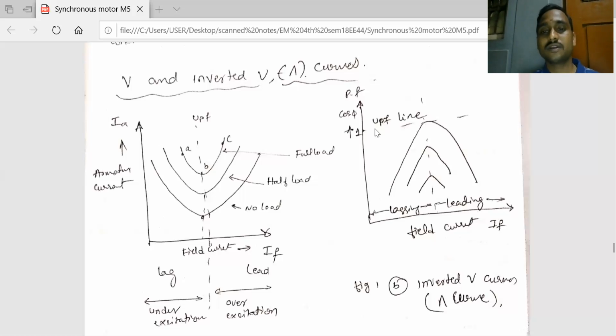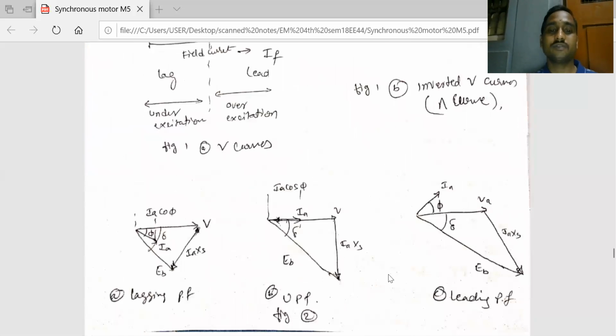So this will be called a unity power factor line. Similarly, as in the previous case, the lagging and leading power factor is shown below the dotted line. The beginning of the dotted line is called lagging in nature. After the dotted line, it is called leading in nature. So that is lagging, the under excitation, and for leading, this is the over excitation. So this curve is termed the inverted V curve. So this is about V curves and inverted V curve.